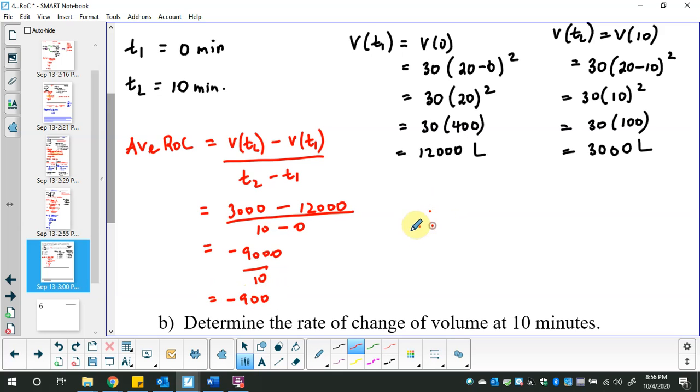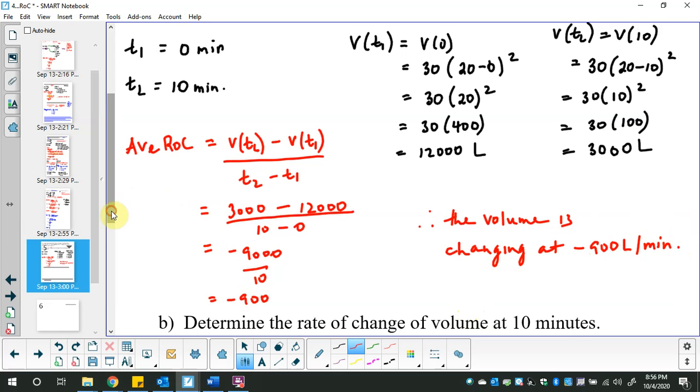So here's where our lingo comes in. The volume is changing at negative 900. Changing is a non-directional word. Liters per minute.